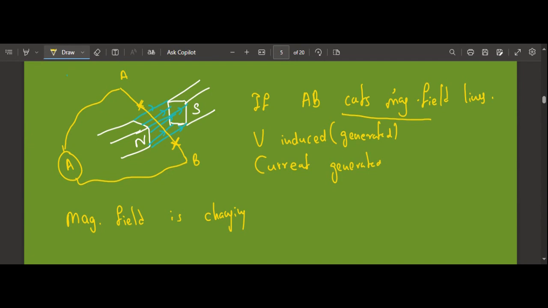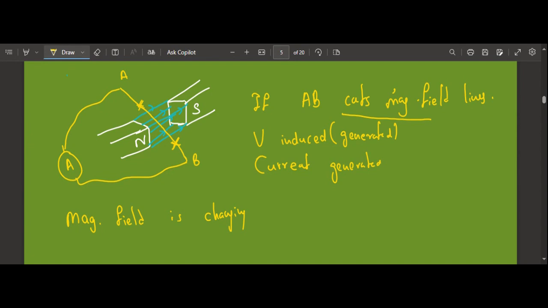Now if you move the wire AB horizontally like this, what will happen? The wire will not cut the field lines. It is just slightly touching the field lines, but not cutting across them. So in that situation no induction will happen. No current, no voltage is induced. Only when the wire cuts the field lines will a current be created.